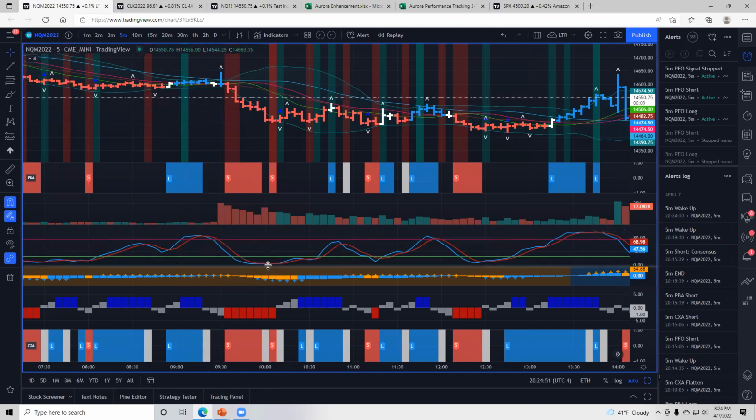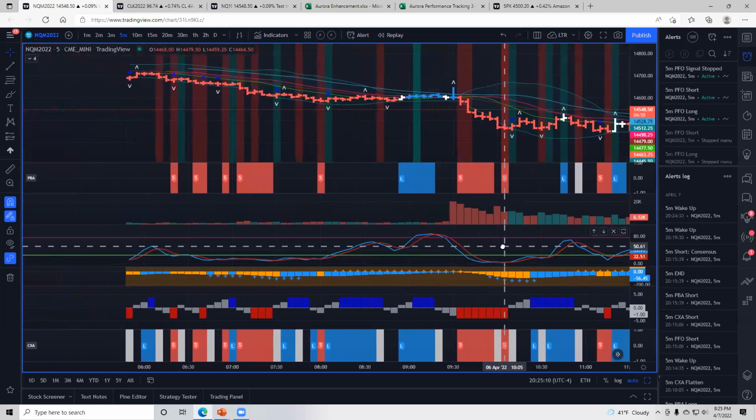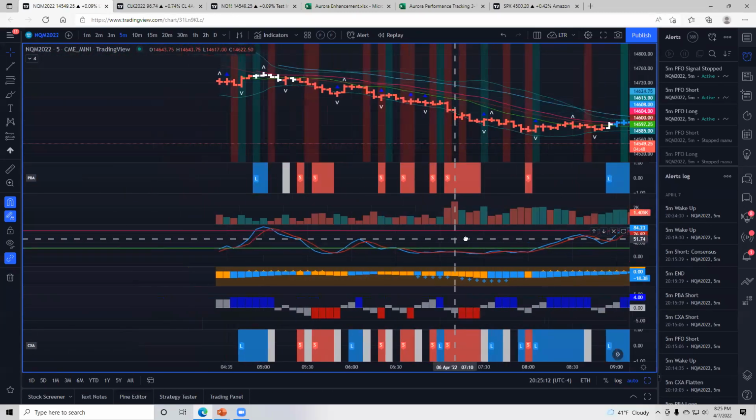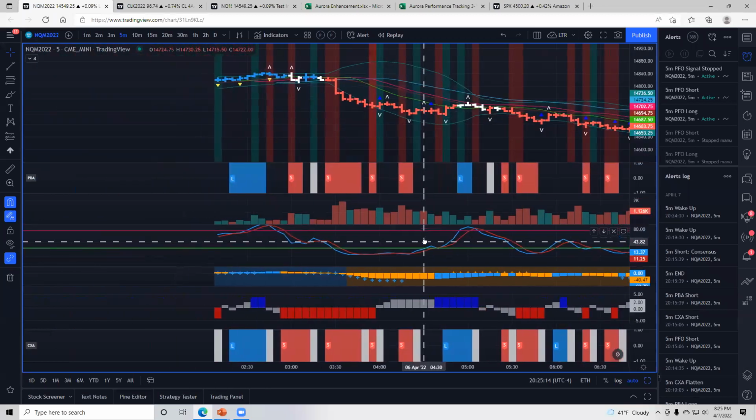When Cycle Finder Plus is in the buy zone and the blue line crosses above the red line, that can be an indication that we might have some movement to the upside. In this case, we had some minor movement to the upside and then it retreated back down and we bobbled around.